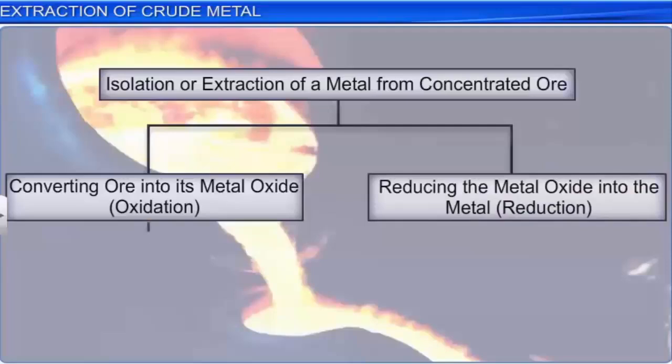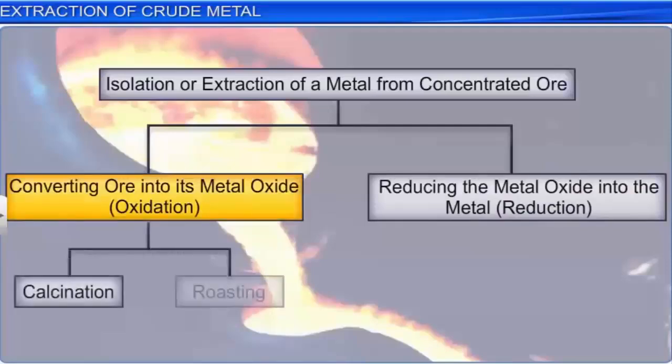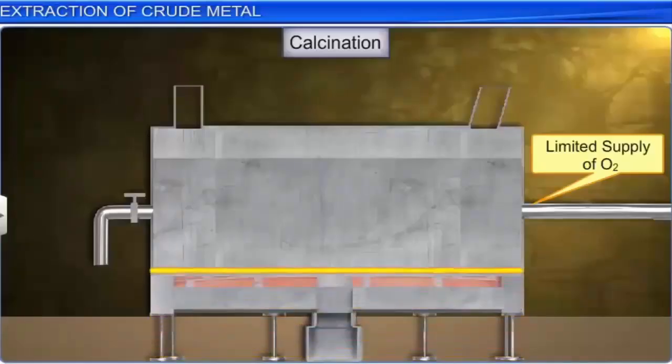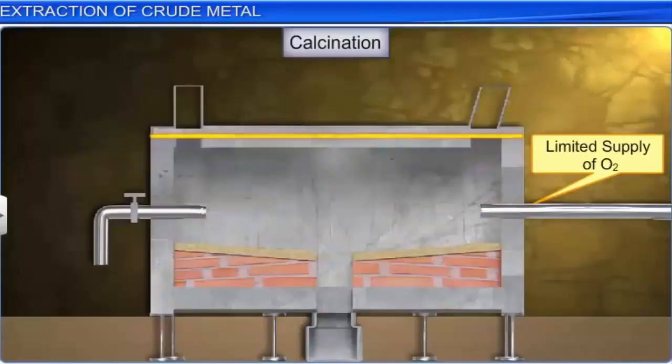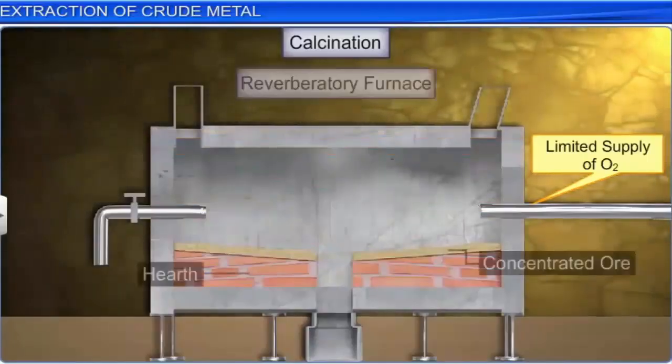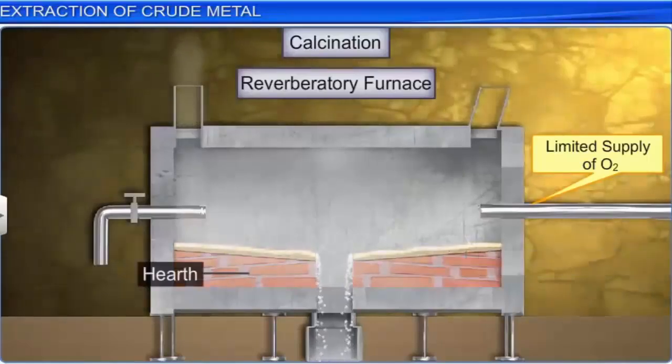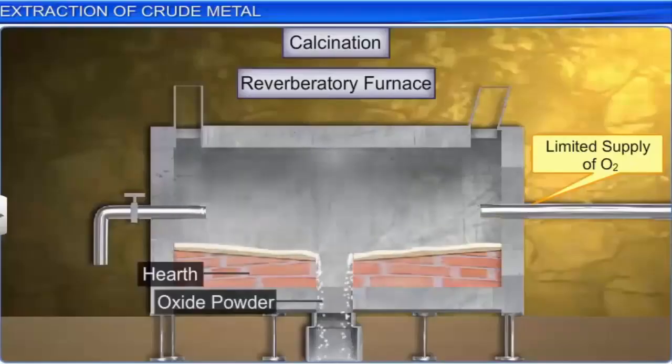Concentrated ore can be converted into its metal oxide either by calcination or by roasting. Let's see how these methods work. Calcination is the process of converting an ore into its oxide by heating it strongly below its melting point in the presence of a limited supply of air. It is usually carried out in a reverberatory furnace, as shown here.